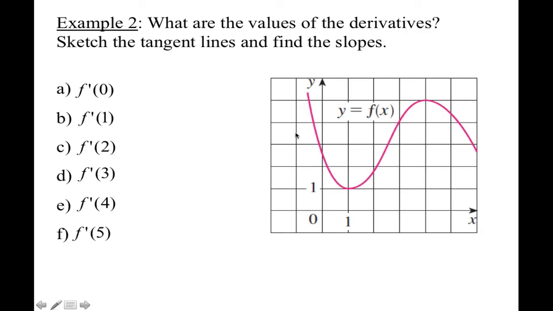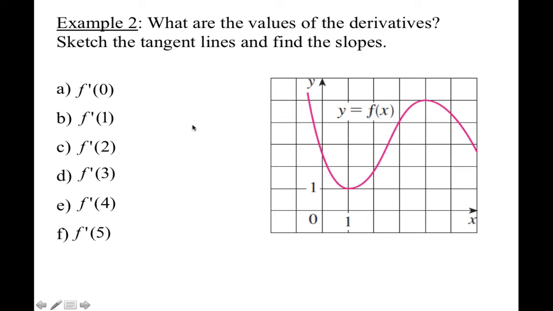All right. Now, we want to determine what are the values of the derivatives and sketch the tangent lines to help you find the slope. So for this problem, you do want a straight edge, preferably a ruler, and a pencil. And this is kind of hard because it's more of estimating.